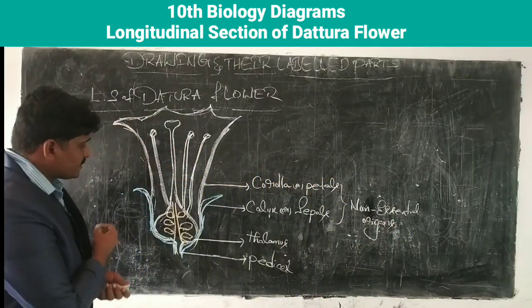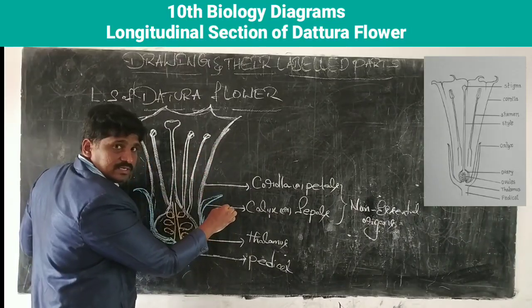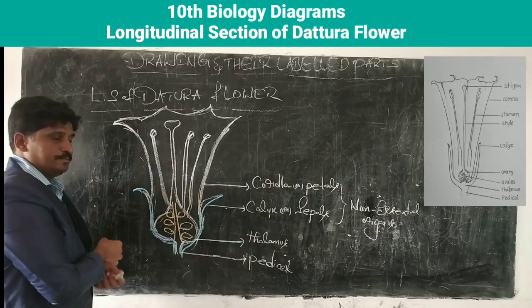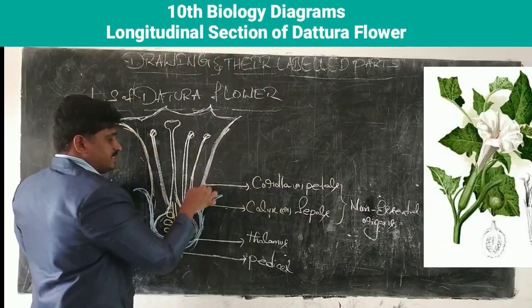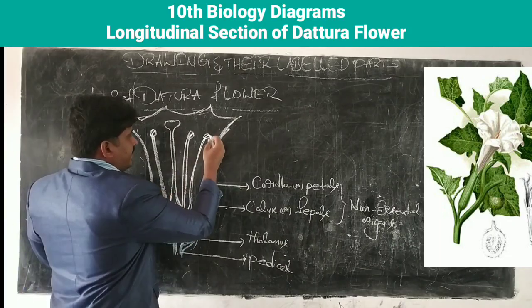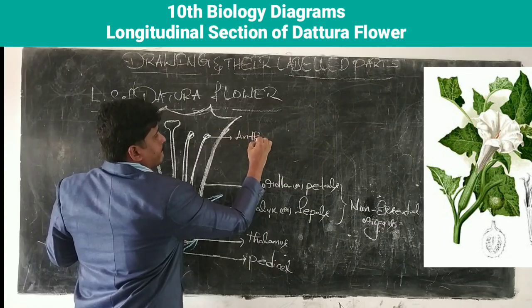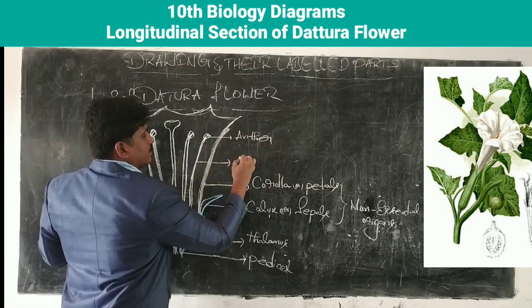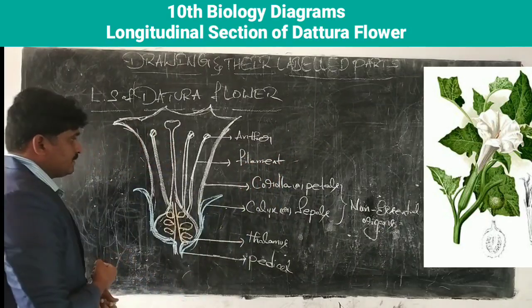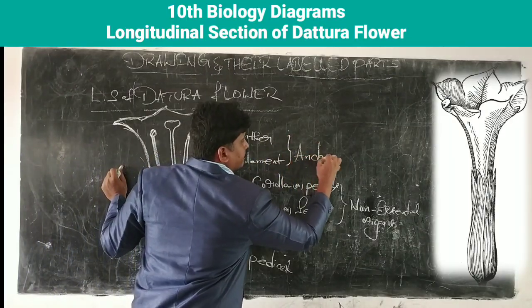Well, the next one, the third one: the first whorl of the flower is said to be calyx or sepals. The second whorl of the flower is said to be corolla or petals. It is different in color in different flowers. Well, the next one, this one is the anther. This one is the filament. Well, the anther and filament are said to be androecium.